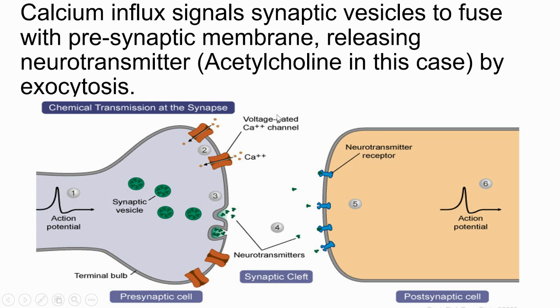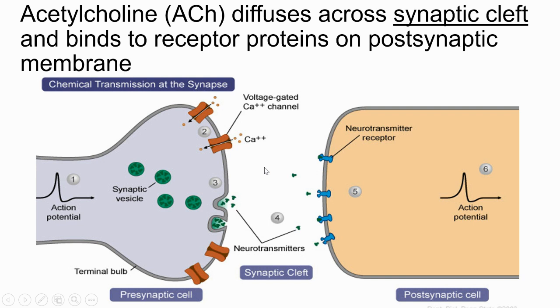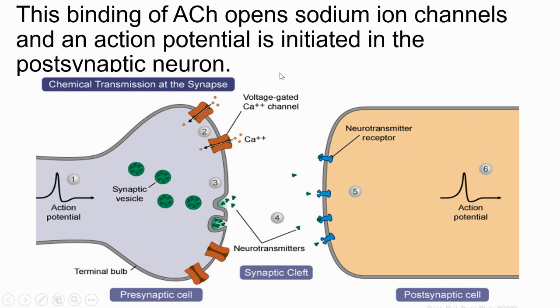So here it is again in writing. Calcium influx signals synaptic vesicles to then fuse with the presynaptic membrane, releasing neurotransmitters. The example that IB wants you to know, these are going to be acetylcholine neurotransmitters. So this green blob, that is acetylcholine, which then is released by exocytosis. The acetylcholine, abbreviated as ACH, diffuses across the synaptic cleft and binds to these protein receptors on the postsynaptic membrane.